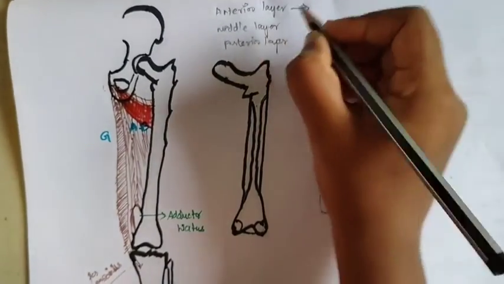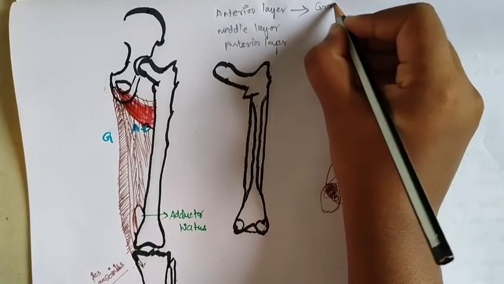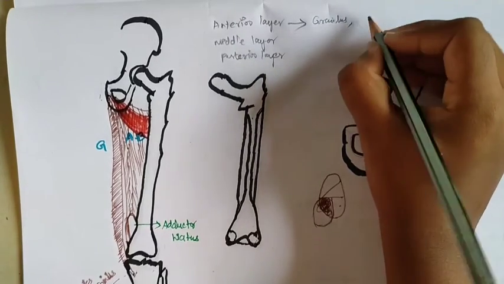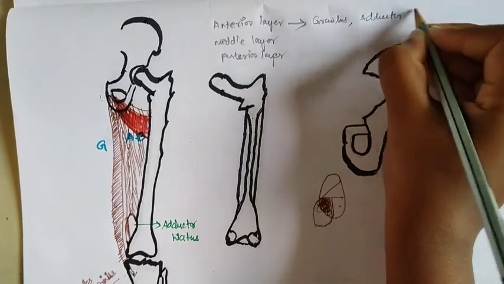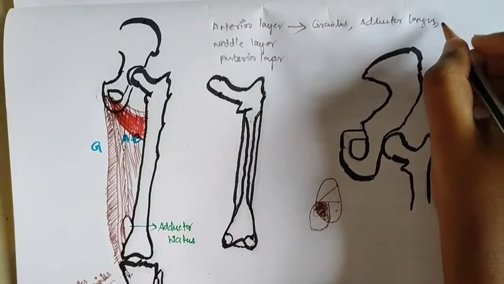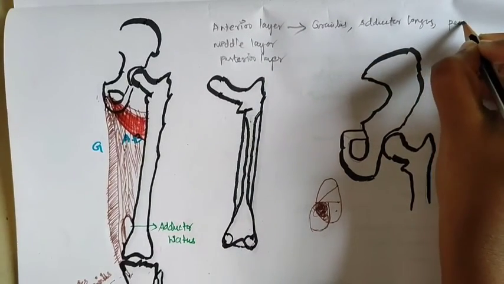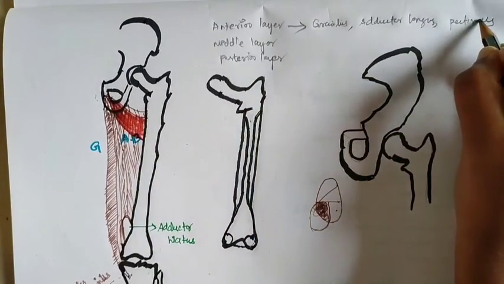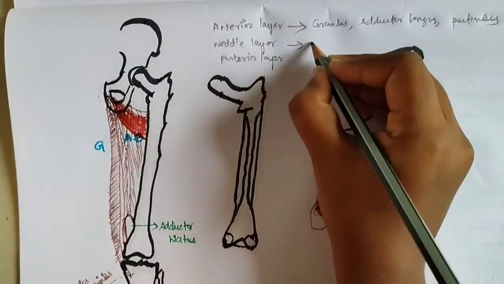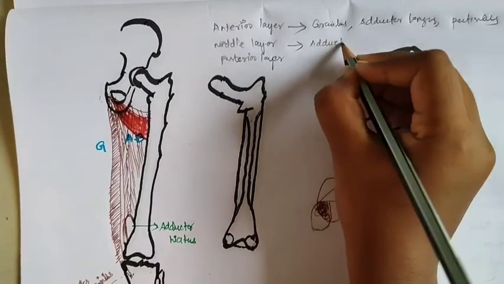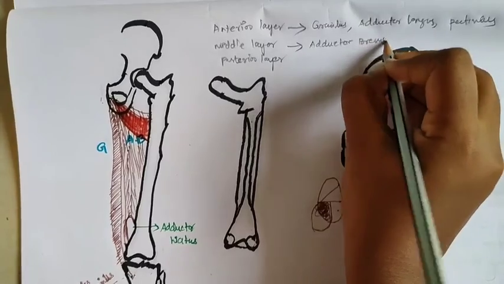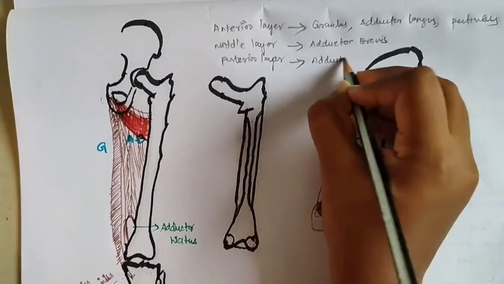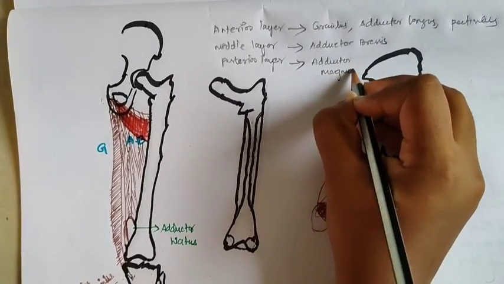Okay, the anterior layer muscles are gracilis, and then adductor longus and pectineus. The middle layer is adductor brevis, and the posterior layer is adductor magnus.